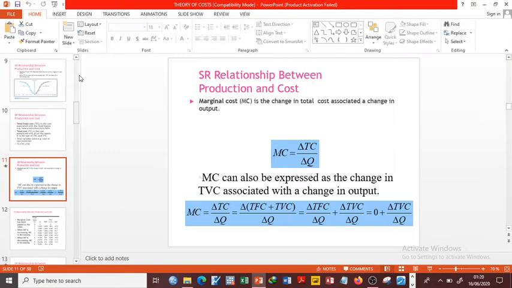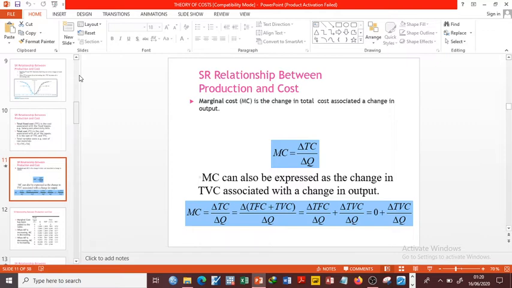Now, still looking at the relationship between production and cost, there is what you call marginal cost, and anything marginal is anything extra, is anything additional. So marginal cost by definition is an extra cost incurred to produce an extra unit of output. And mathematically, marginal cost is arrived at by getting the change in total cost divided by the change in output produced, right?